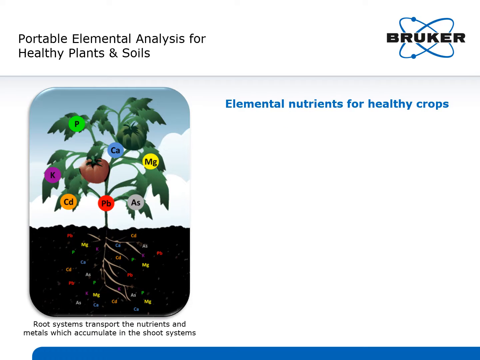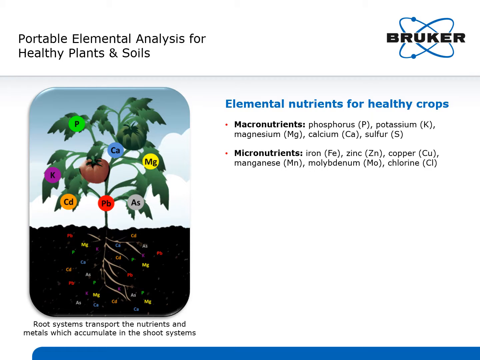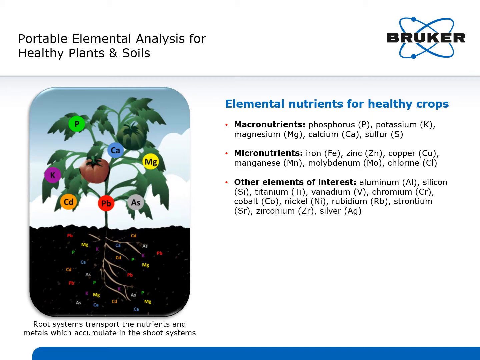In the pursuit of healthy plants and soils, many elements are of interest, and since growth is a varied and dynamic process, elements need to be monitored at various stages. Macronutrients are typically found in the percentage levels. Micronutrients are most often found in the parts per million levels. Other elements of interest are also usually in the parts per million levels.